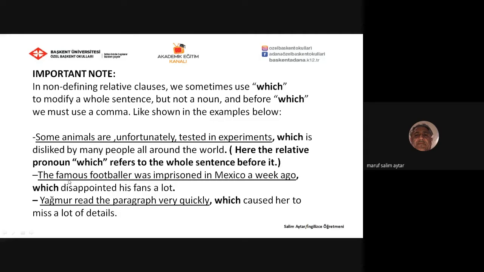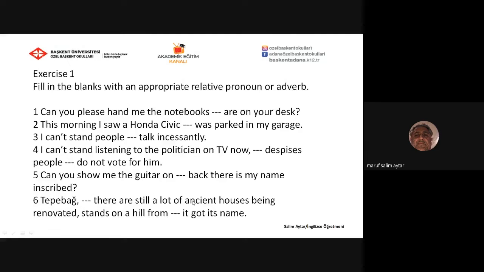The same is valid for this example too. The famous footballer was imprisoned in Mexico a week ago, which disappointed his fans a lot. This fact disappointed his fans a lot, which again refers to the whole sentence. Yama read the paragraph very quickly, like she always does, which caused her to miss a lot of details. So it refers to the whole sentence here.